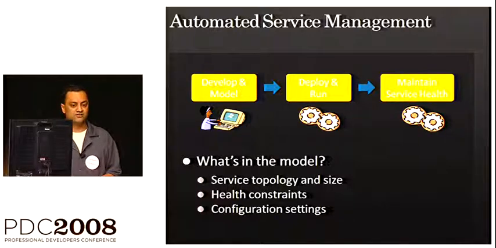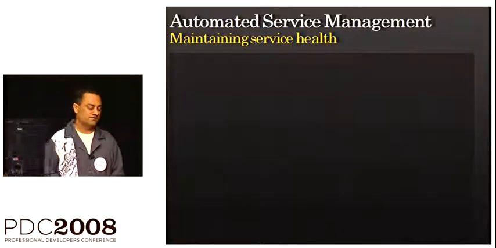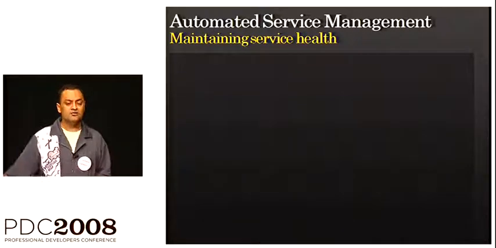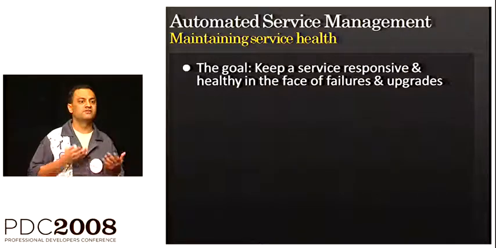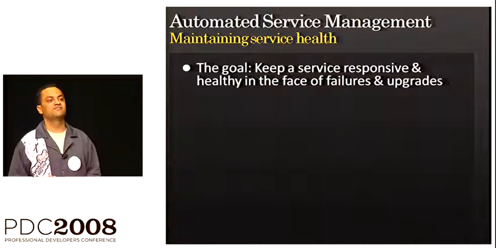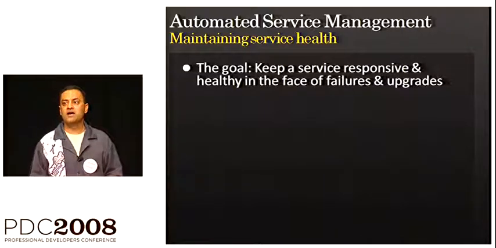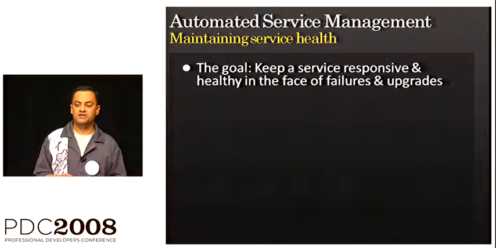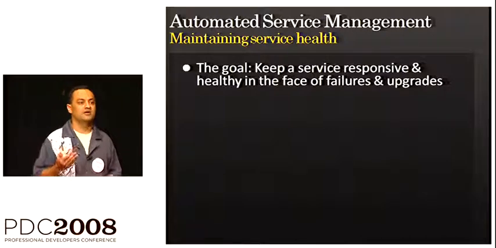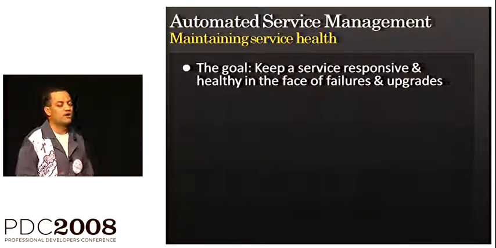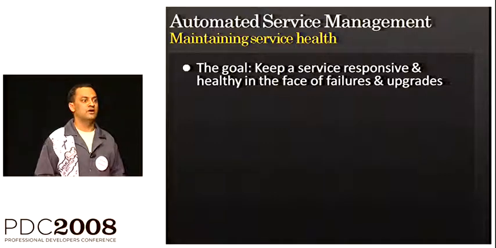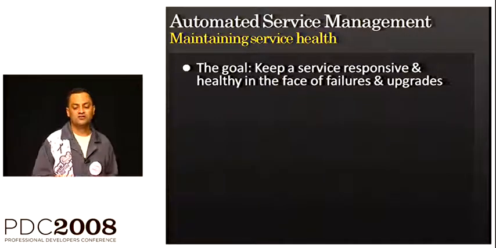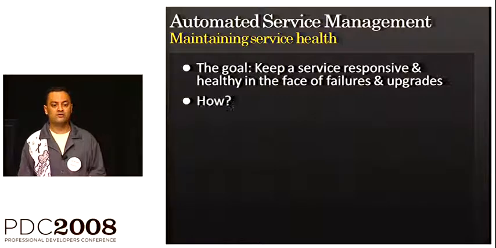So I have a slide just to talk about that fun stuff, maintaining the service health. Right? So what is it we're trying to achieve here? We're trying to make sure that once your service is up and running, as things fail, as hardware fails, as your code crashes if there are bugs in it, or as you go through upgrades, whether it's upgrades in the service code or in the operating system, your customer should not know. Your customer should not care. That's the goal we're trying to achieve. So how do we do this?